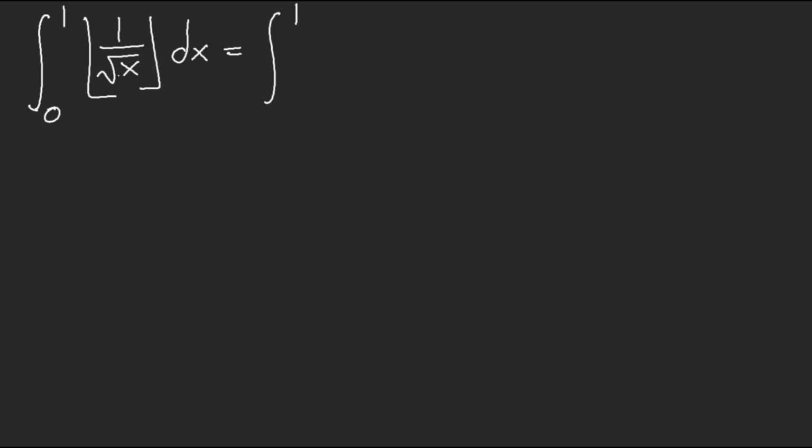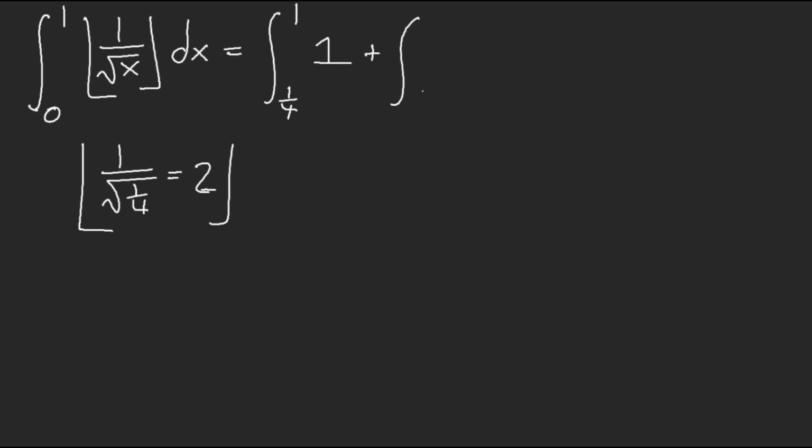let's see, how do we go about this? What makes this 1? At what interval is this whole floor function going to equal 1? If we plugged in 1/4, this would equal 2, and we would have 2 as our ceiling point. Aha! So between 1/4 and 1, this is going to equal 1.